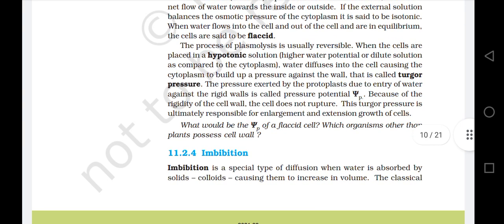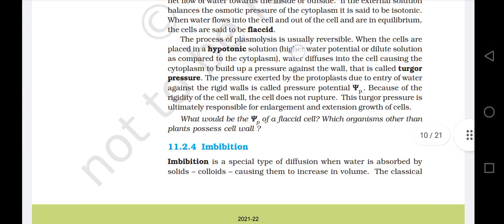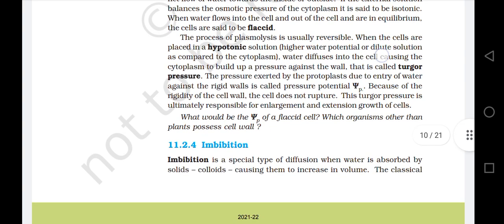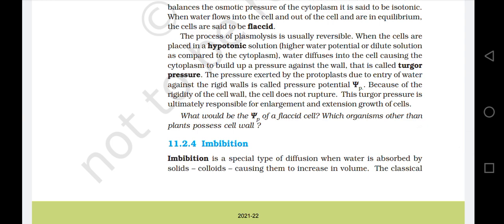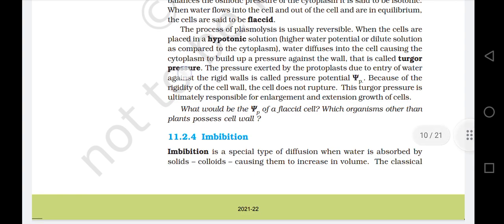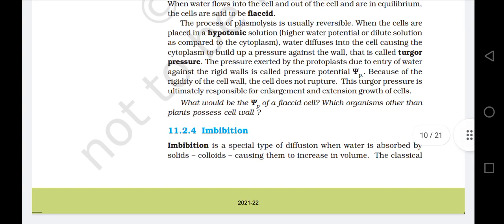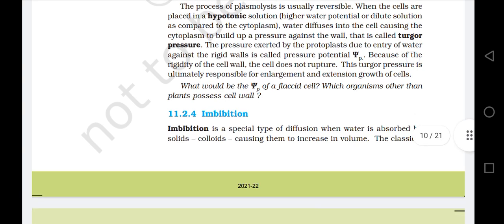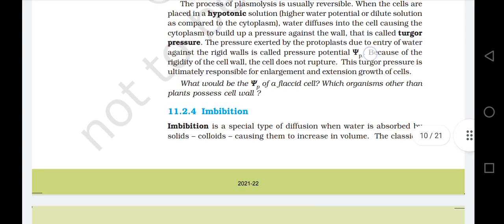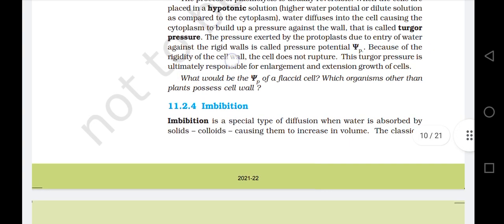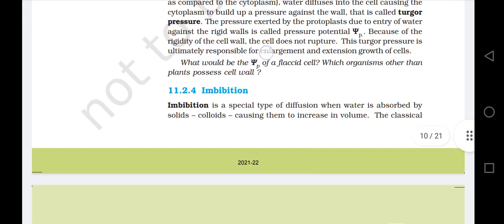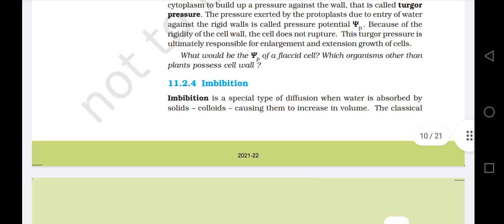When the cells are placed in a hypotonic solution, with higher water potential or dilute solution as compared to the cytoplasm, water diffuses into the cell, causing the cytoplasm to build up a pressure against the wall. That is called turgor pressure. The pressure exerted by the protoplast due to entry of water against the rigid walls is called pressure potential, psi p. Because of the rigidity of the cell wall, the cell does not rupture. This turgor pressure is ultimately responsible for enlargement and extension growth of cells.